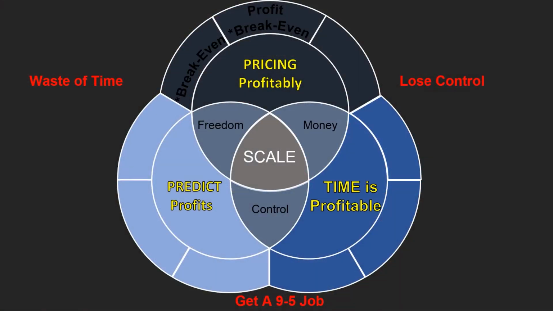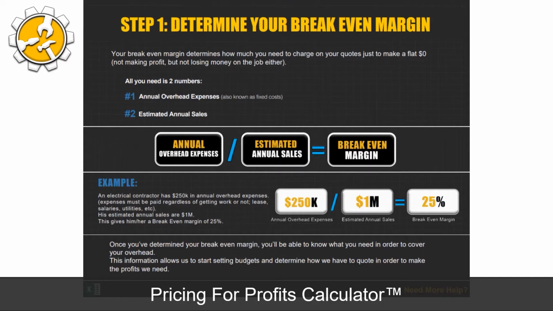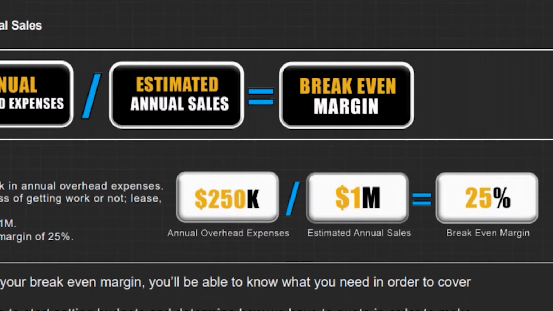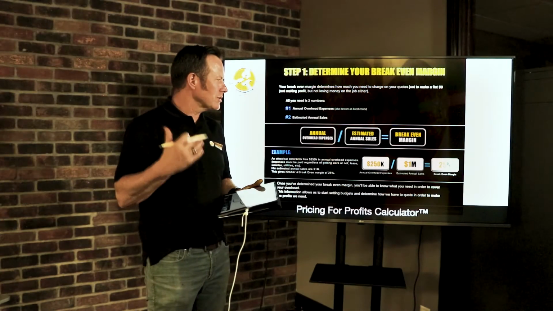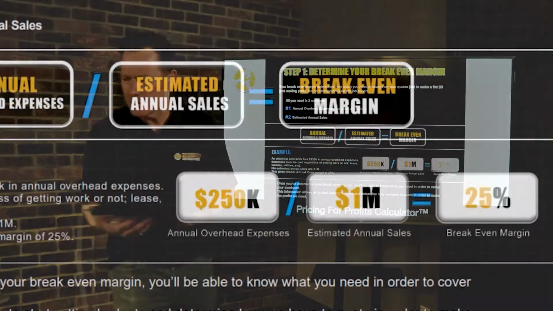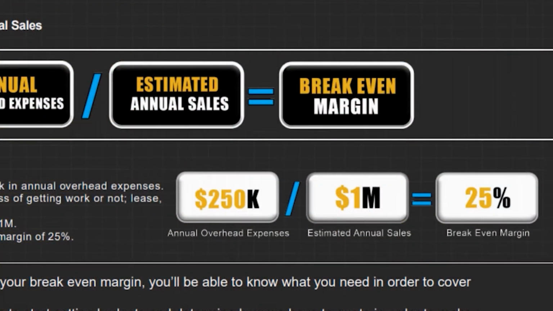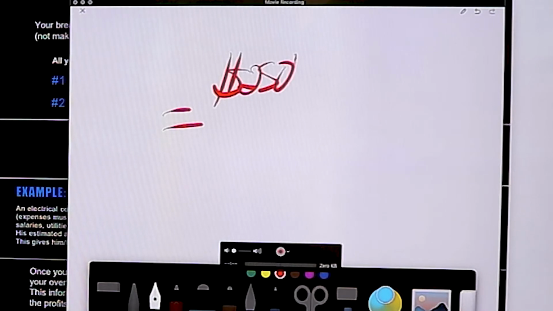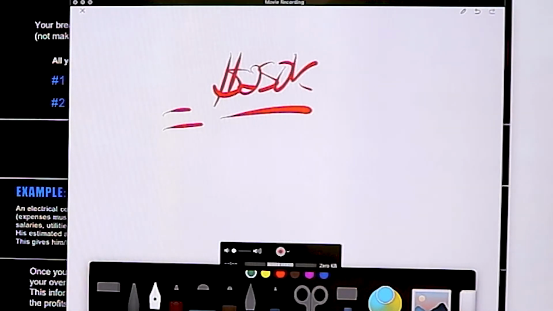So it's really, really simple. If we go here, guys, remember we had $250K divided by $1 million in sales. Break-even margin for this company was 25%. Let's just say we had $250K in fixed expenses divided by $1 million, which gave us a break-even margin, I'm putting it in red, of 25%.